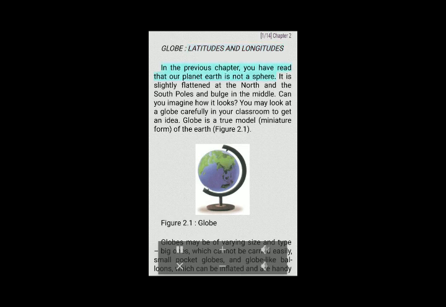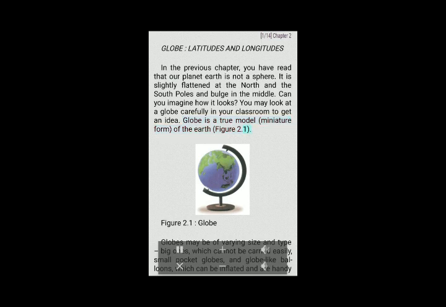In the previous chapter, you have read that our planet Earth is not a sphere. It is slightly flattened at the North and the South Poles and bulges in the middle. Can you imagine how it looks? You may look at a globe carefully in your classroom to get an idea. A globe is a true model, a miniature form, of the Earth.